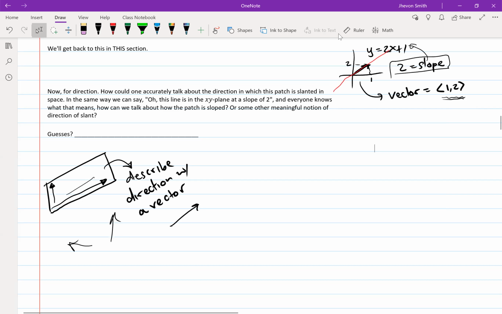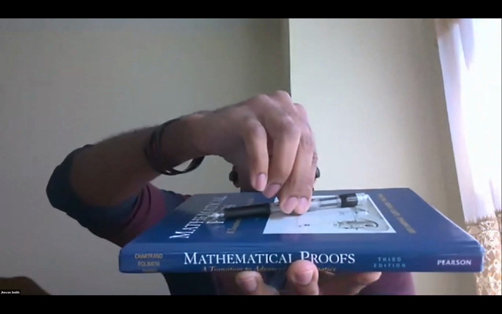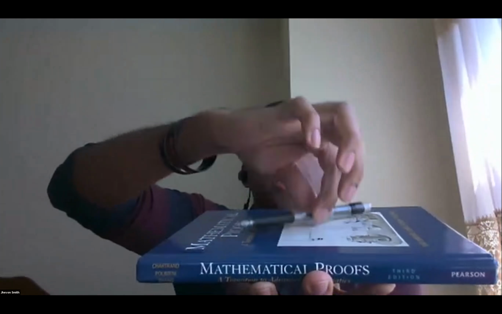For that, we probably need to switch back to video. Okay, so let's talk about this. The typical suggestion, which you one-upped, which I'm very happy to see you thinking, is this. Here's the patch. This is a book. It's actually a nice book. I like this book a lot, by the way. So here's our patch in space. Suppose we can find a vector that's parallel to this plane or this patch, and I want to describe the direction of this patch by the direction of this vector.